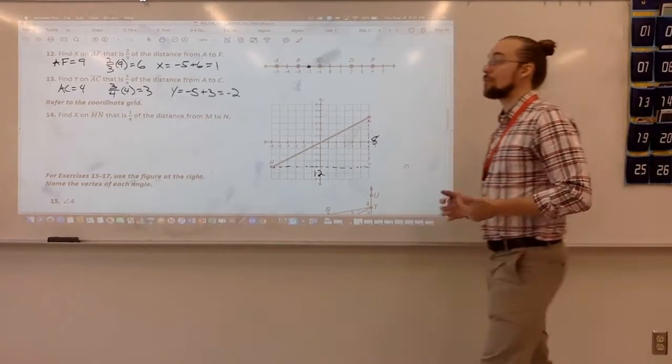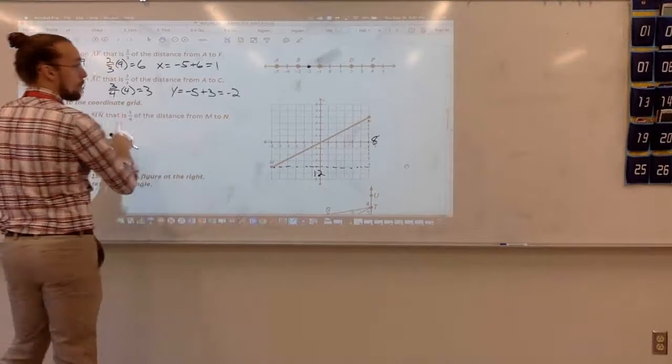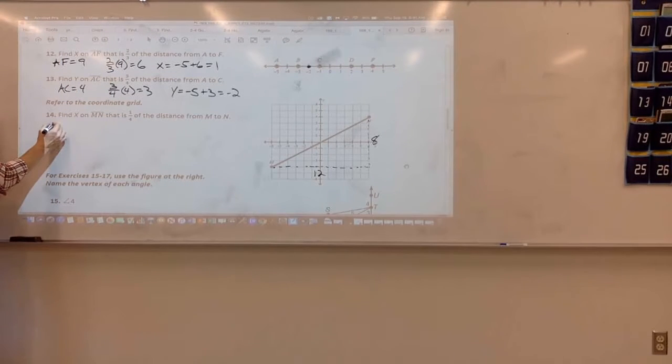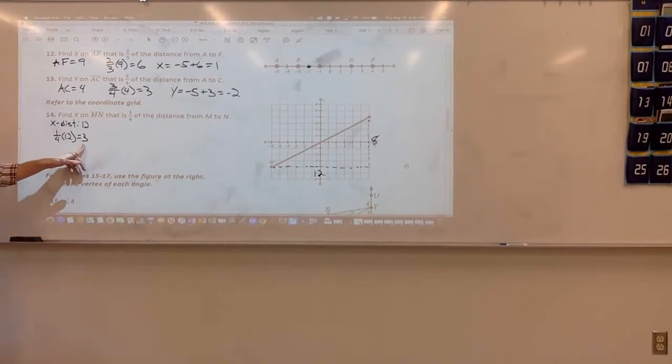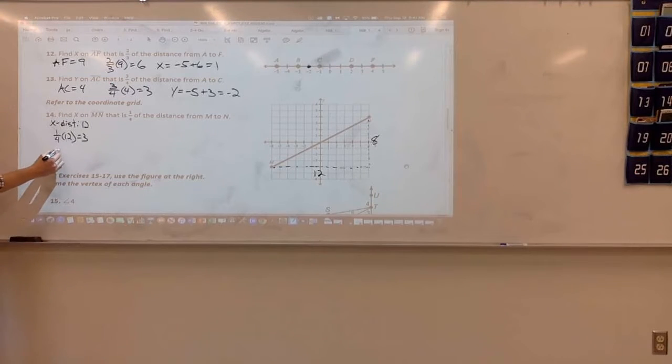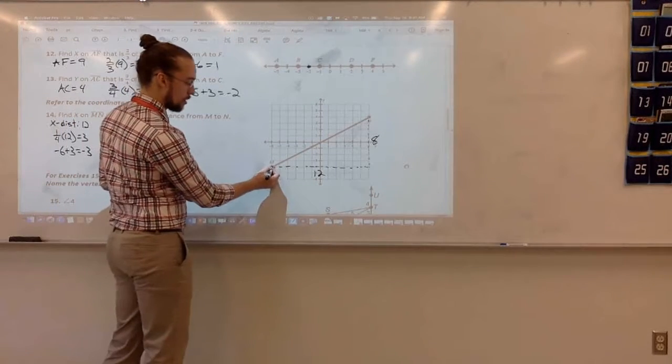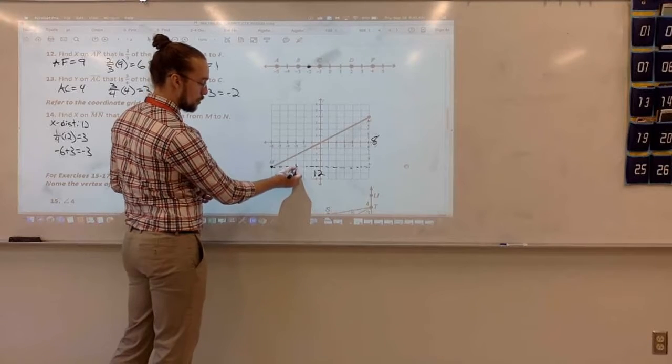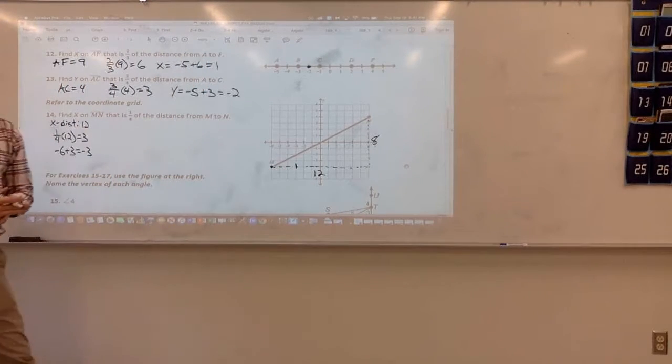So I want 1/4 of that distance. Okay? So I'm going to start with the x's. My x distance, we said, was 12. I want 1/4 of 12. So 1/4 times 12 is 3. So that tells me from my starting x value of -6, I'm going to travel 3 spaces. So -6 plus 3 gets me an x coordinate of -3. So I'm starting here, going 1, 2, 3. So my new x coordinate is going to be here at -3.